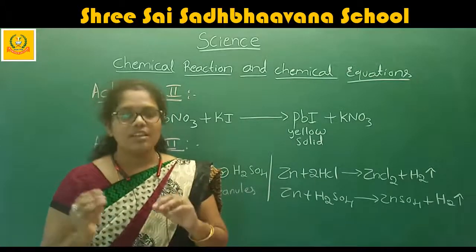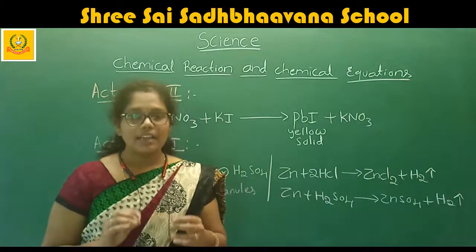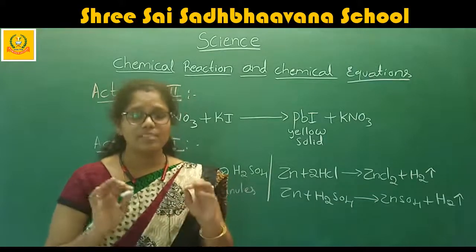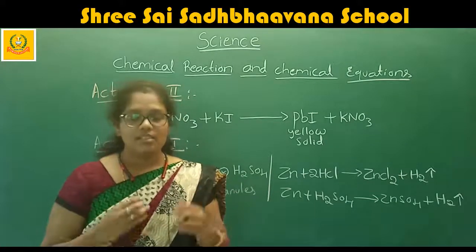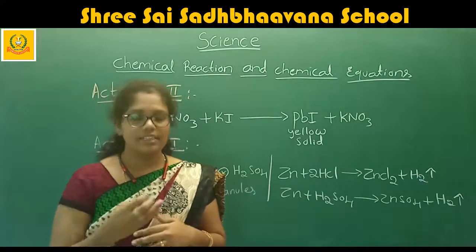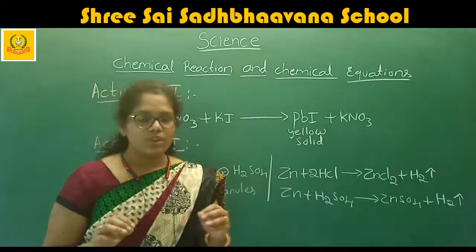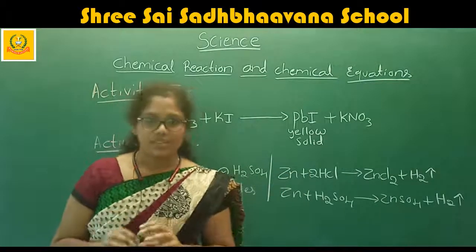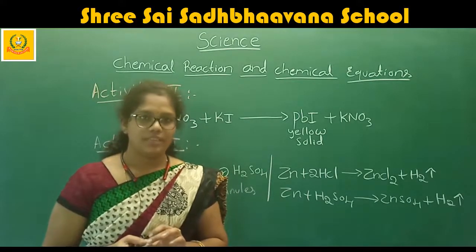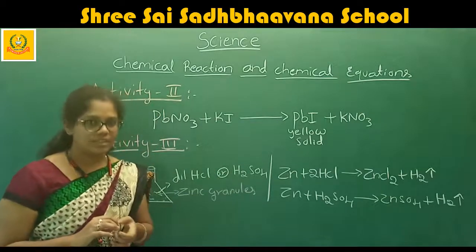Again, you count the number of elements in the product side as well as in the reactant side, and you balance the equation. And finally, you write that it is balanced. And the last step is writing the states. It is not required. I said that it is not required, but just know it. You write the states of the elements also. This is how we are going to balance the equation.